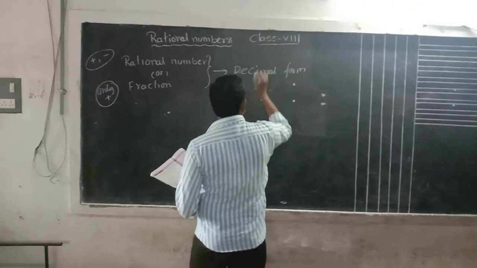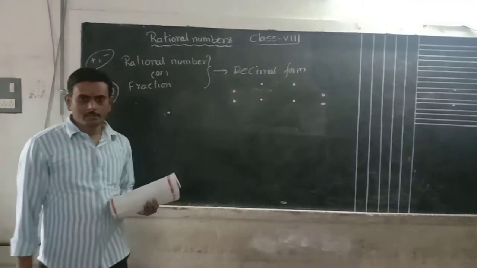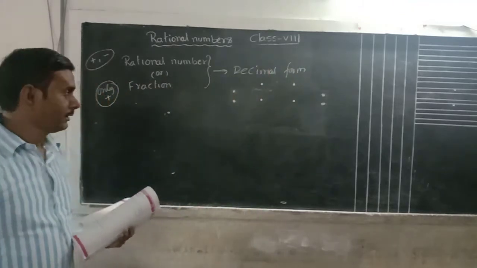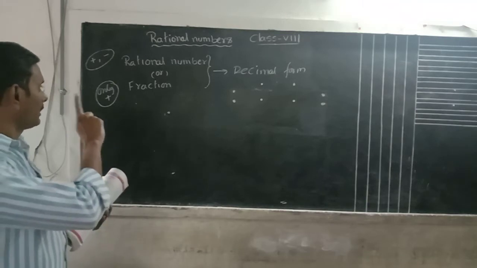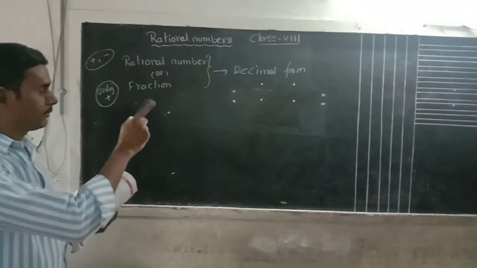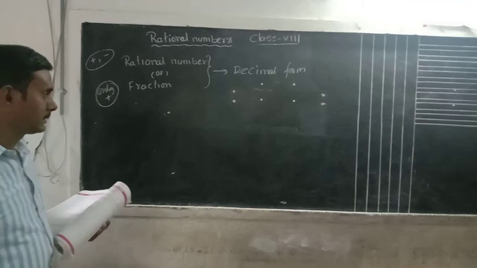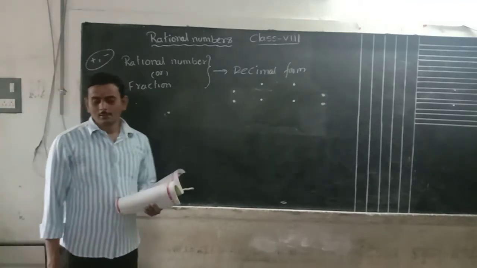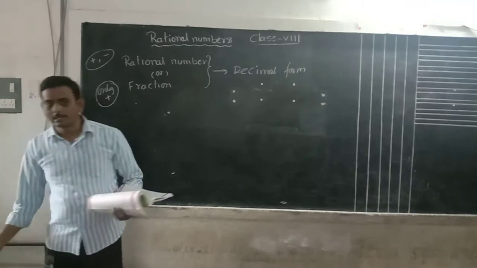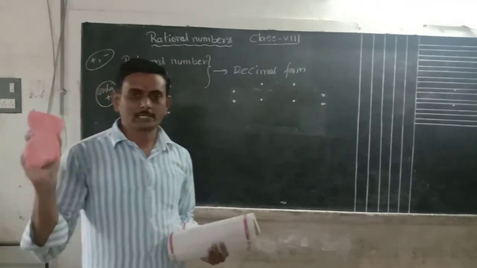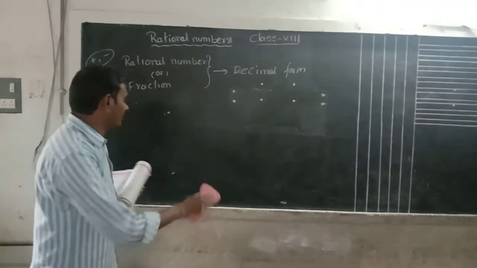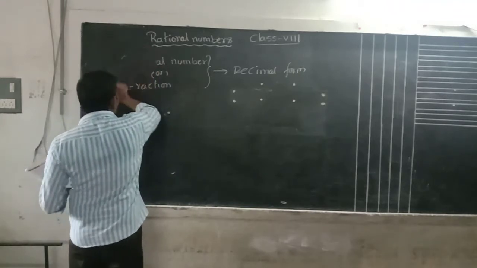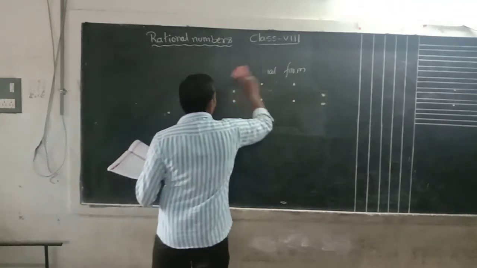By doing the division, we can convert rational numbers or fractions into decimal form. Already in the last class I explained that, but nobody responded. Only one member responded, and that person also made mistakes. Again you have to follow the class. How can we convert a rational number into decimal form?